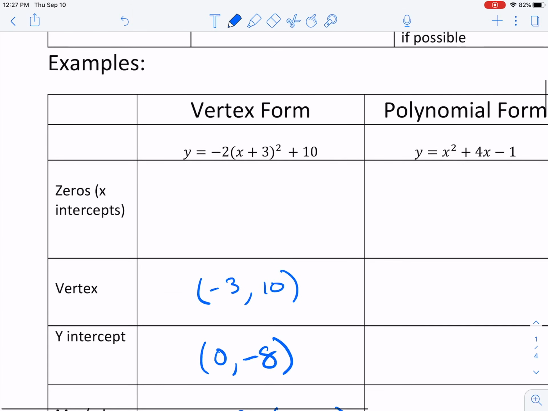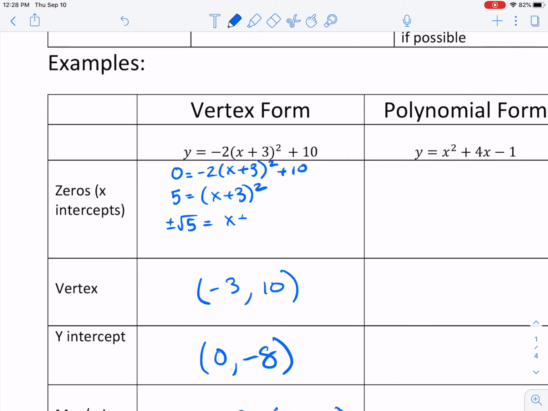I didn't find the zeros, so let me do that. The x-intercepts are when y equals 0. I'm going to subtract 10, which gives me -10, divide by -2 gives me +5. So I end up here with 5 is equal to (x + 3) squared. And hopefully you've already watched the video where I teach you the cheer, and this is square root, plus minus. So I get plus or minus √5 is equal to x + 3. Therefore, x is equal to -3 plus or minus √5. And those are the zeros.